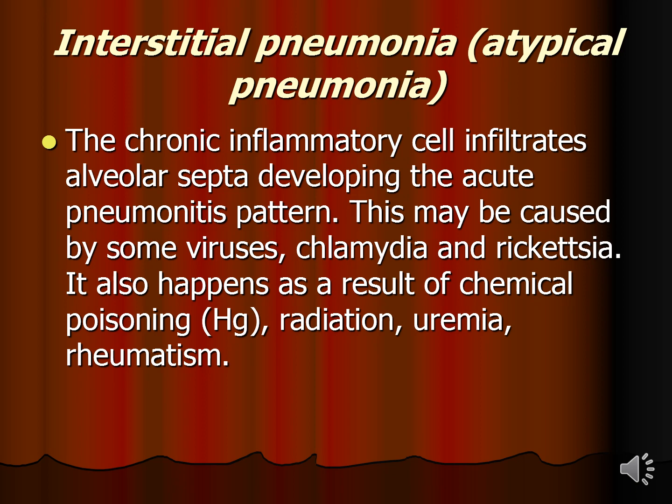Also, for example, COVID-19 could have a pattern of interstitial pneumonia. It also happens as a result of chemical poisoning, radiation, uremia, rheumatism, and, for example, in case of leukemia. We also discussed this issue before.